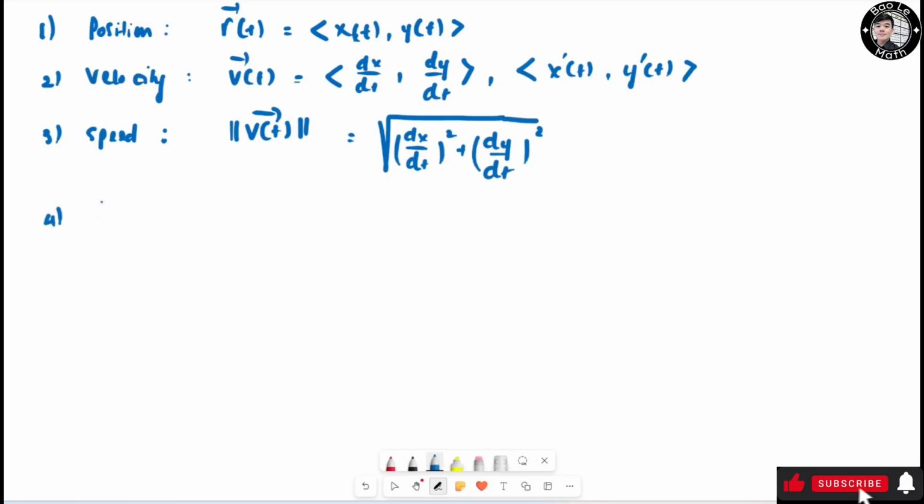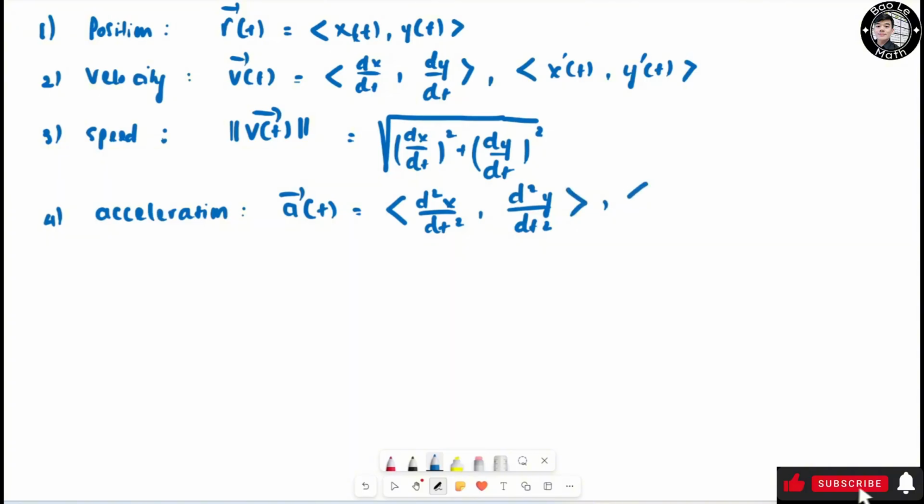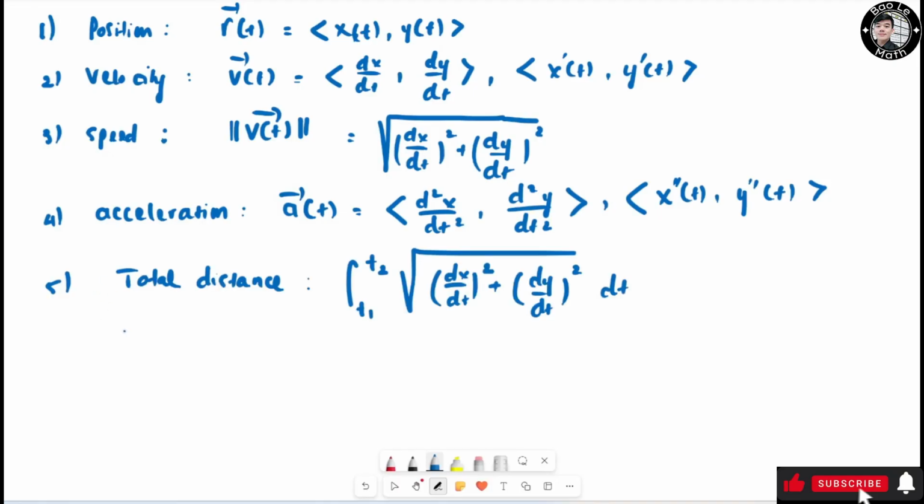Number four, we're going to talk about the acceleration vector. a of t is the second derivative of the position, right? Or sometimes we can rewrite this one as x double prime of t, y double prime of t. Number five, the total distance traveled by the position vector is also the arc length of a parametric curve.